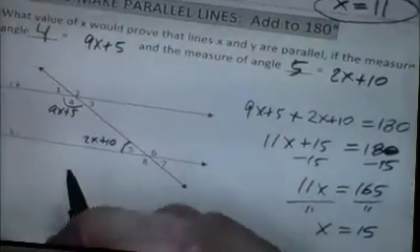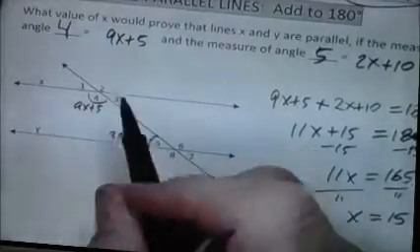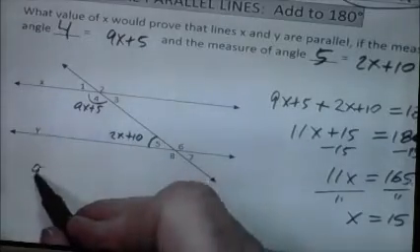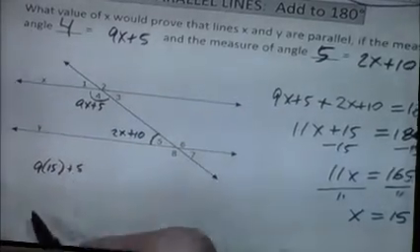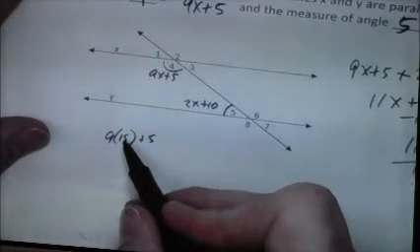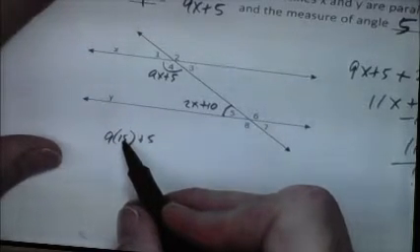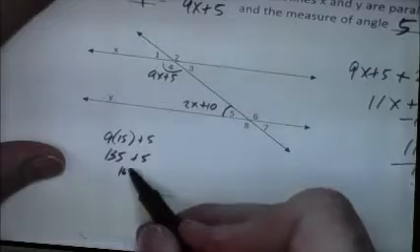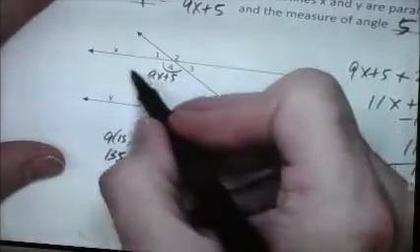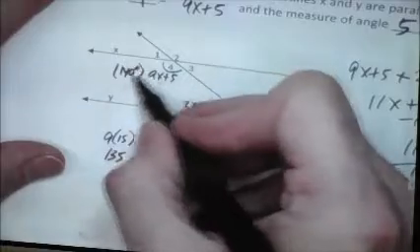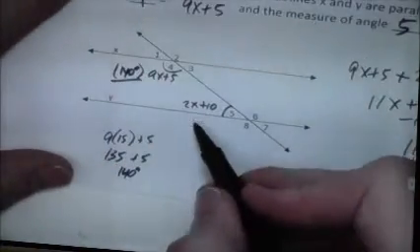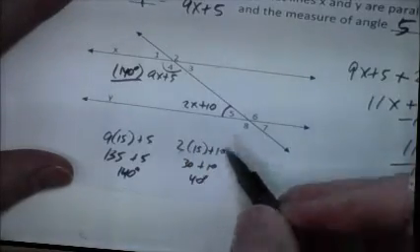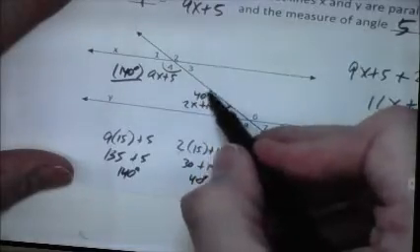Now let's come back and find these, because if that's true, if that makes these two numbers that will add up to 180, that forces x and y to be parallel. So if I put 15 in here, 9 times 15 plus 5, okay, so that's 90 and 5, that's 145, is that right? No, 135. 9 times 15 is 135, plus 5, so that's 140 degrees. So that's saying that this one is 140 degrees. If I take the 15 and put it in here, 2 times 15 plus 10, that's 30 plus 10, that's 40 degrees. So that's saying that this one is 40 degrees.